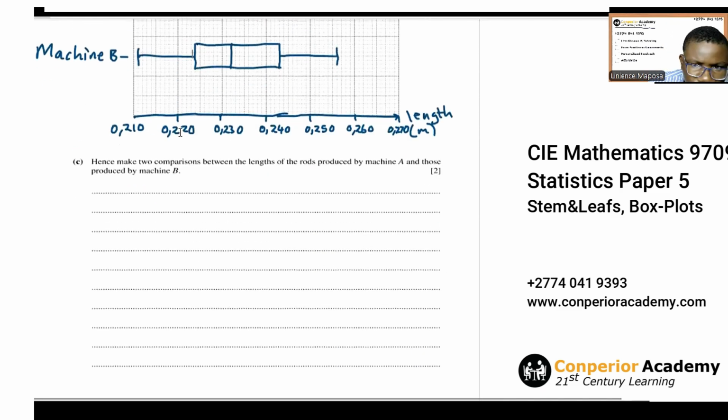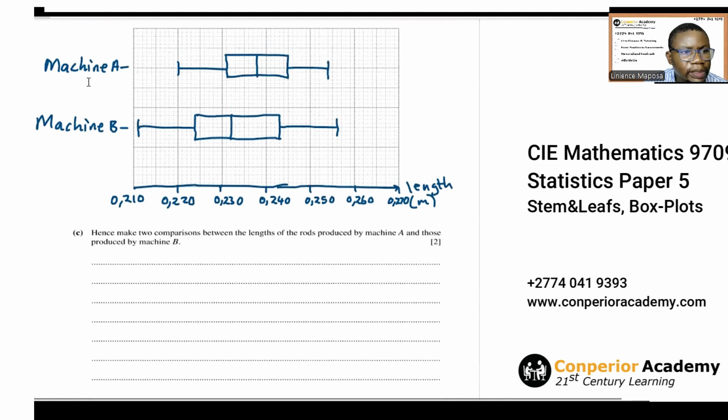And then we go to the final question. This is the final question, I guess. Yes, it is. It says, hence make two comparisons. So whenever it says make two comparisons, I'm looking to make one on measure of centrality, one on measure of spread. So the medians, if I look at the medians, you can see that machine A produces longer rods.